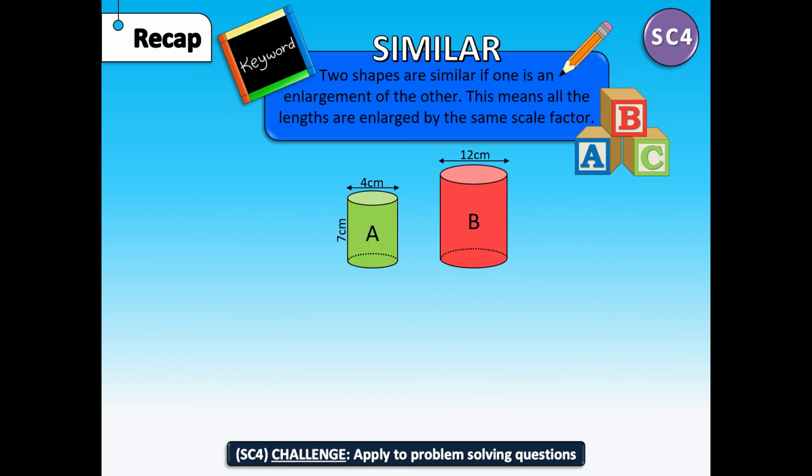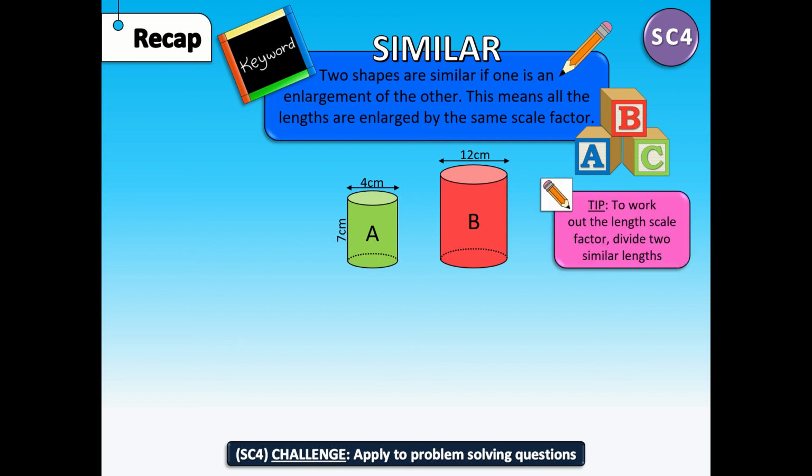Now, two shapes are similar if one is an enlargement of the other. This means all the lengths are enlarged by the same scale factor, so we times all the sides by the same number. To work out the length scale factor, we divide two similar lengths. In this case, we can divide 12 and 4. So the length scale factor is 3.